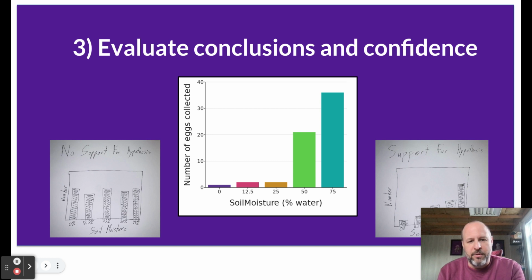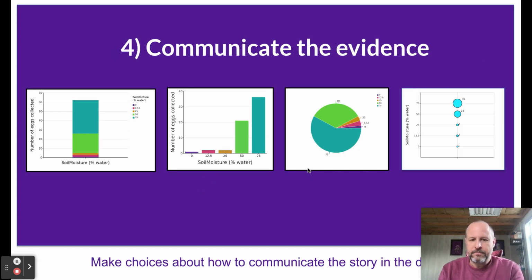Basically there were almost no eggs in the three driest treatments here on the left. 0, 12.5, 25, these three right here.